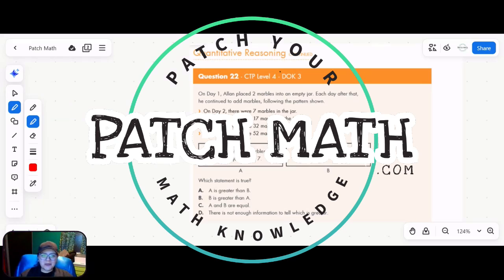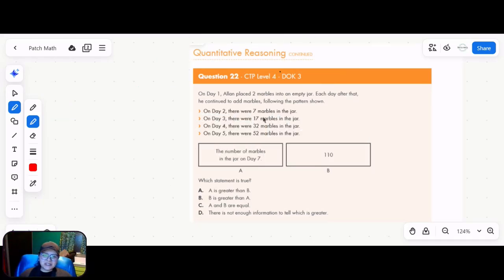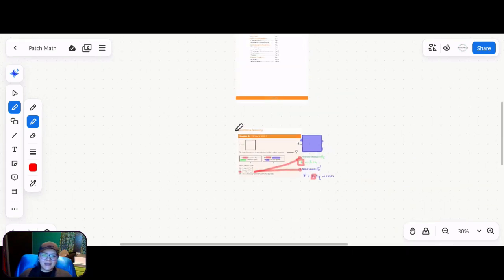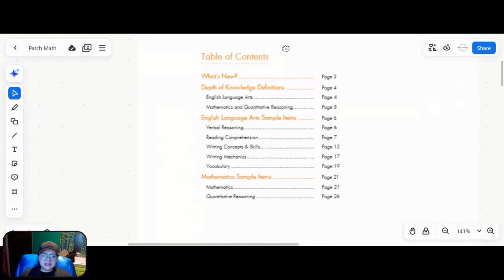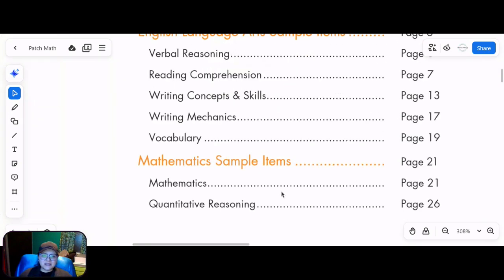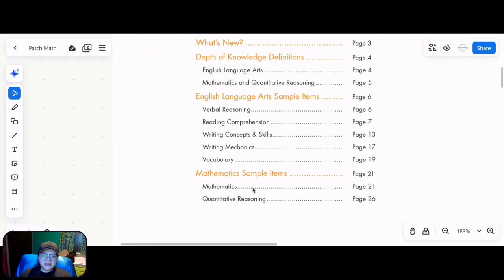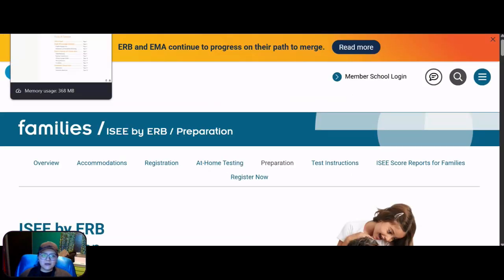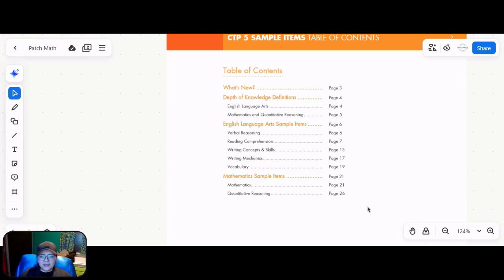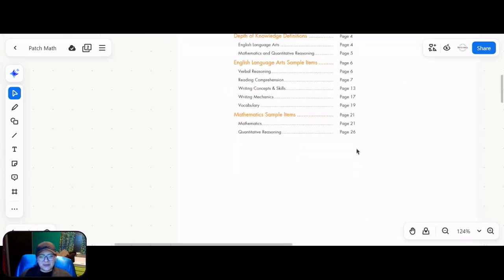Welcome back to Patch Math, where today we are going to continue looking at the ERB exam, specifically the Quantitative Reasoning section. Find this exam at erblearn.org. That is erblearn.org in order to practice.